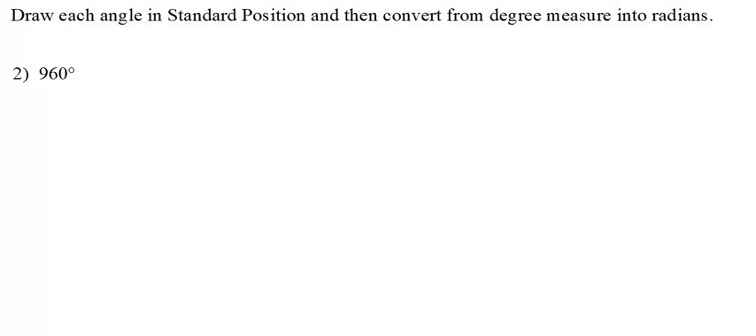In example 2, you have a very large angle. One of the things I want to remind you, every time you make a full circle, you have traveled 360 degrees. So if I go around the circle one time, it's 360. 2 times would be 720, and 3 times would be 1080. You can see 960 is more than 2, but not quite 3. So when I'm drawing this angle, I'm going to go around one time, and I'm going to go around a second time.